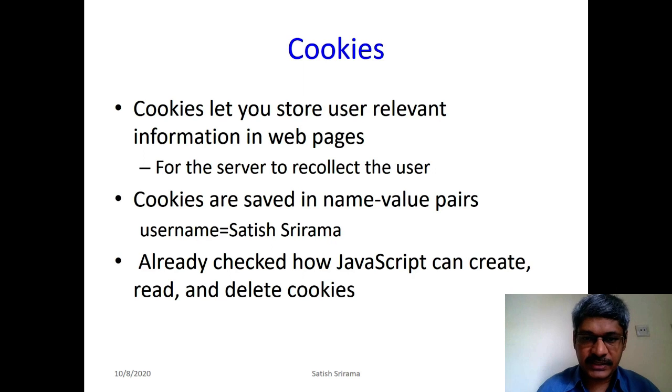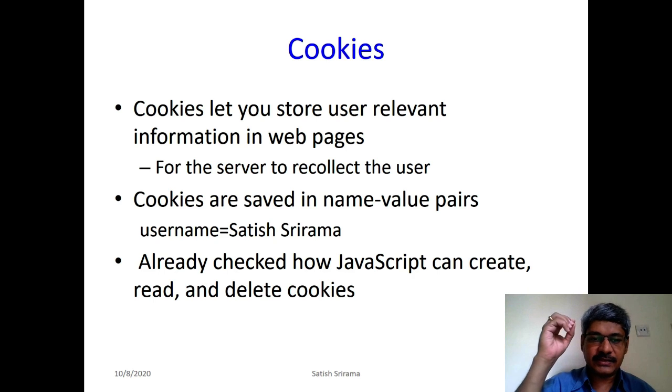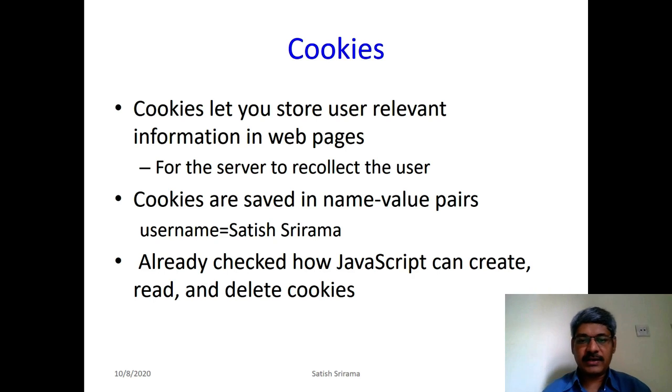Cookies we already have discussed twice. Basically, cookies let you store user-relevant information in the web pages, for the server to recollect the user. The server sends a small string which the browser stores locally. Every time the client makes a request, he sends that cookie to that particular server. The cookies are saved as name-value pairs, for example a username and then some string, or whatever the key-value pairs may be.